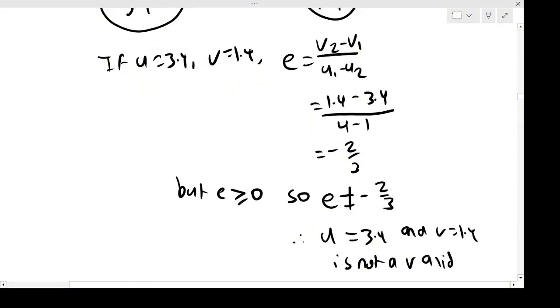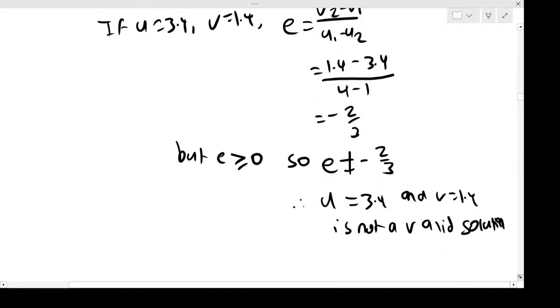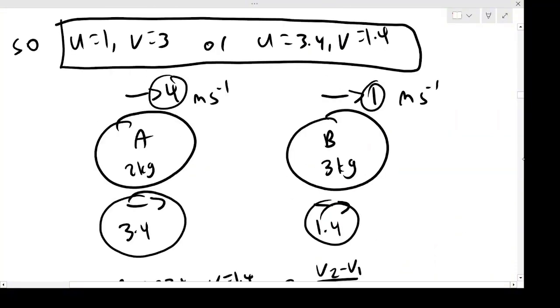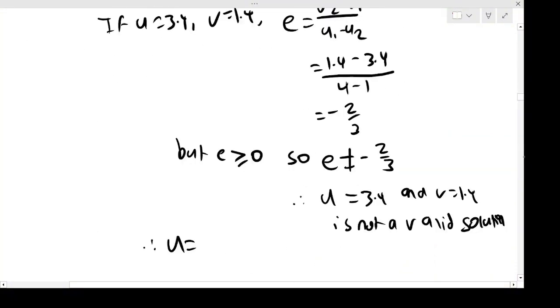And so you can reason it like that as well. Okay, if you're not convinced about the more physicsy idea behind this, you can just calculate the restitution and see that also cannot work because it's negative here. Okay, and so therefore the only solution is u is 3, u is 1 and v is 3.